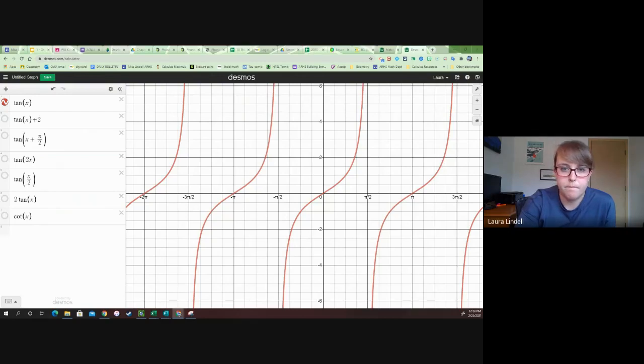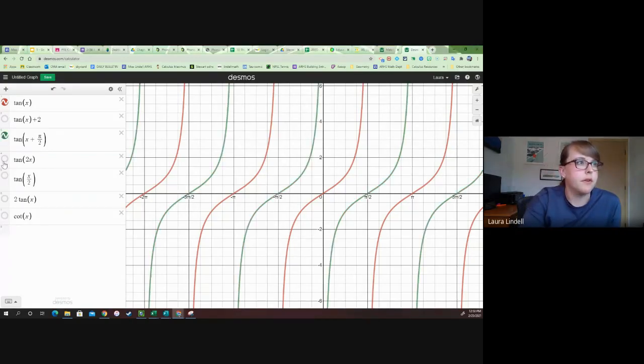Okay. Then, see if I can find what I was going to use. Okay. So let's focus on this one, for example. Oops, not that. Okay. So tangent of x plus pi over 2.